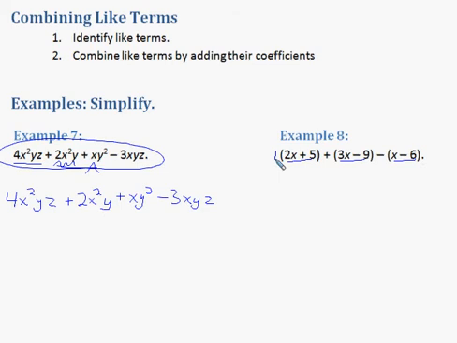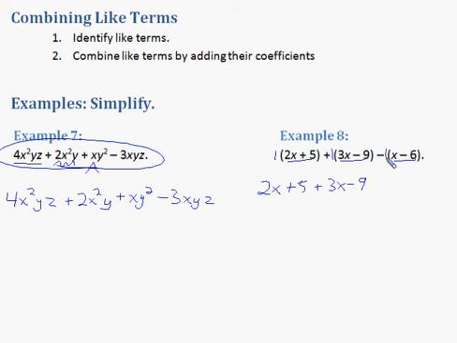So 1 times something is itself. So this is really just a 2x plus 5. Same thing here. This is plus 1 times that. So that's just a plus 3x minus 9. We don't need those parentheses. But we have to be careful with this one because this is minus. So that's like a negative 1 times that.